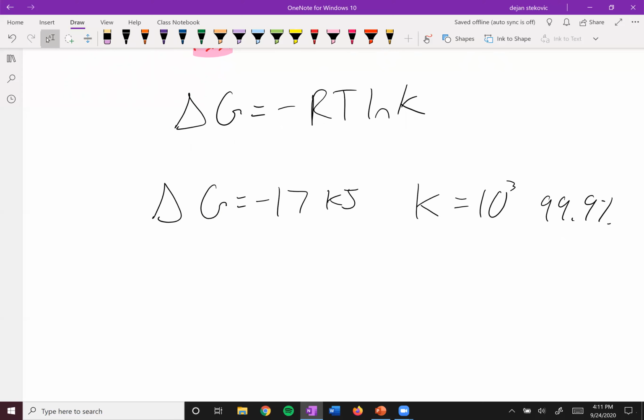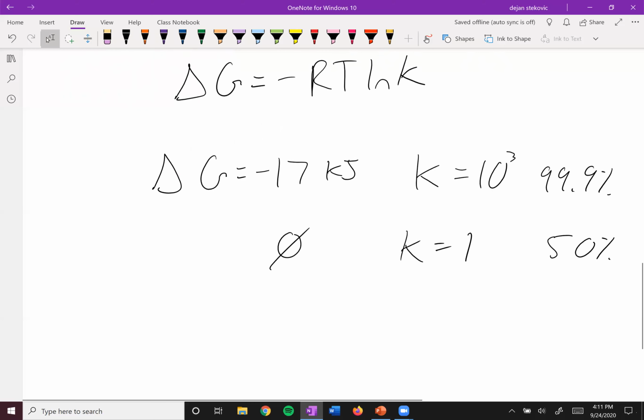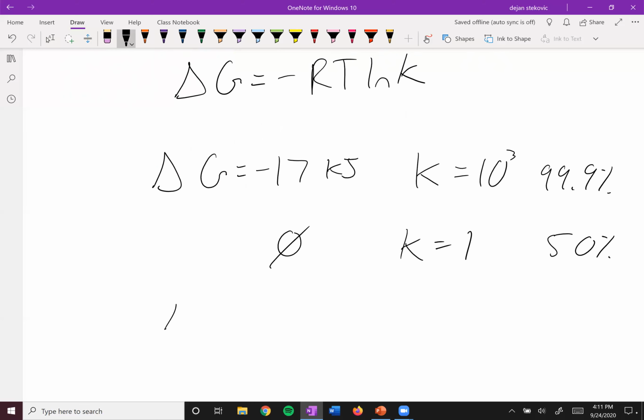And then as delta G gets closer to 0, you get a more even mixture. When it does equal 0, K is equal to 1, and you have a 50-50 mixture of reactants and products, and then vice versa, right? So for example, delta G is positive 6 kilojoules. Now your K will be less than 1. So your K here could be 0.1. And approximately you're only going to have 10% of product.